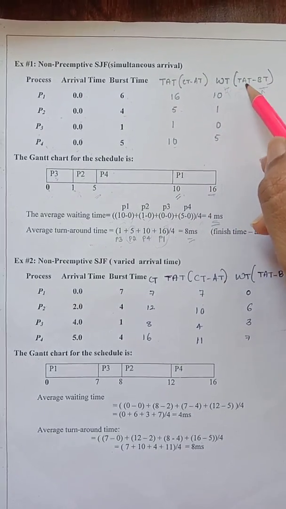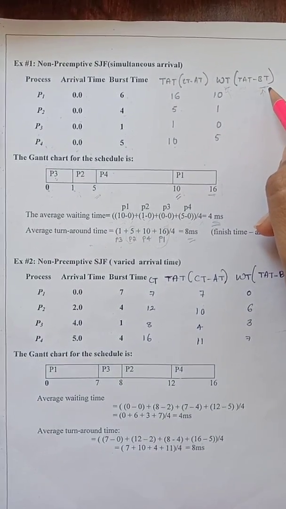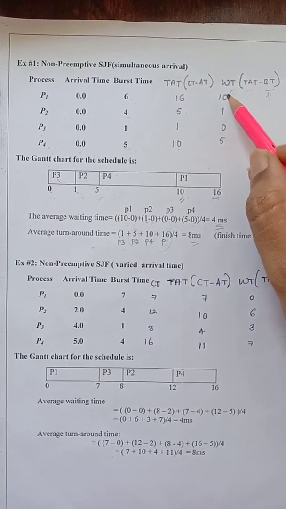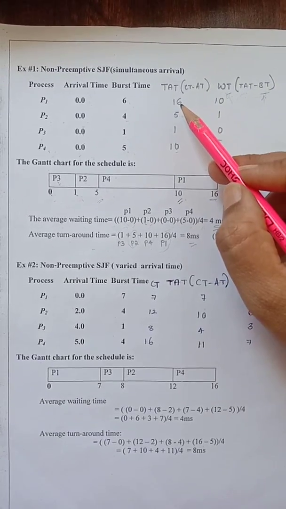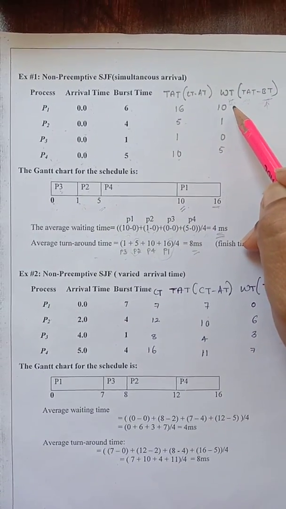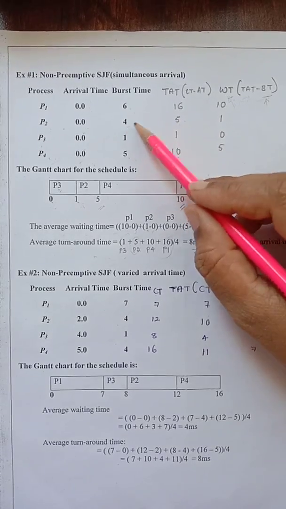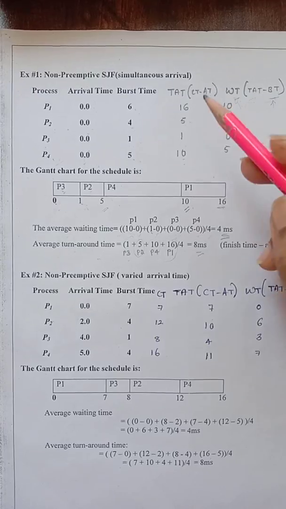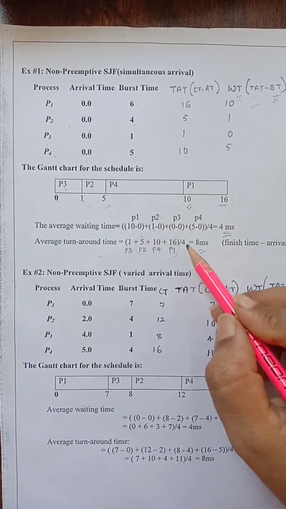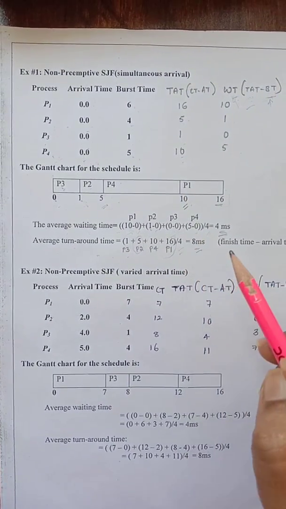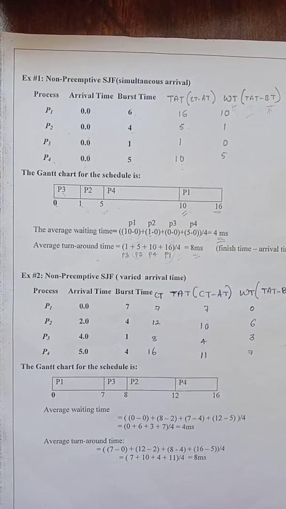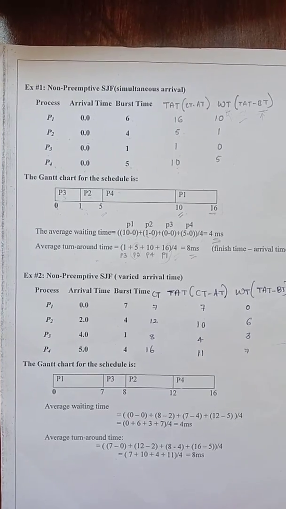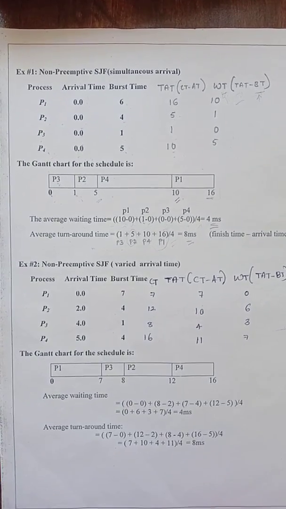For the waiting time, in the overall time, subtract the CPU burst time and it gives the waiting time. So 16 minus 6 is 10, 5 minus 4 is 1, 1 minus 1 is 0, 10 minus 5 is 5. You can either follow this or look into the Gantt chart and calculate like this. So the average waiting time is 4 milliseconds and the average turnaround time is 8 milliseconds. We'll see the next example in the next video.